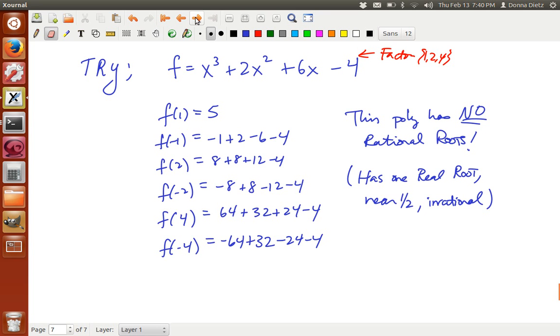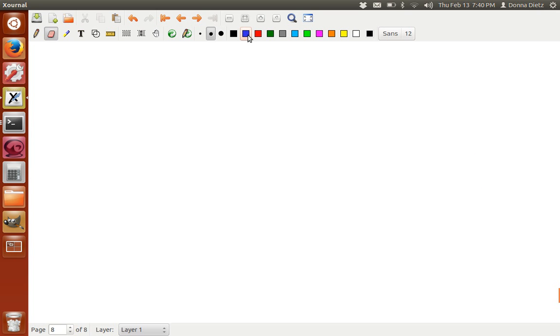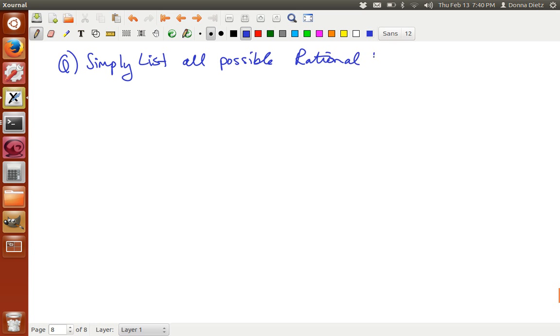The next problem is an example of, let me show you what I could ask you. I could say, simply list, but do not tinker with. Simply list all possible rational roots for the function minus 10x cubed plus 15x squared plus 16x minus 12. Okay? And you can give it a letter F.